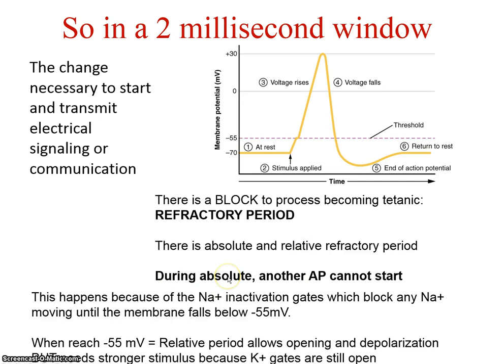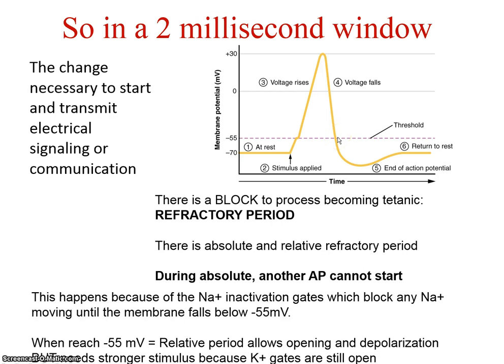During the absolute refractory period, another action potential cannot be started. And I said the reason for this is that the sodium gates have been inactivated, so they can't do anything. And this blocks sodium moving until the membrane falls below negative 55. When you reach minus 55, the relative period, right, so I said absolute and relative, allows opening and depolarization, but you need a stronger stimulus because your potassium gates are still open at this point.